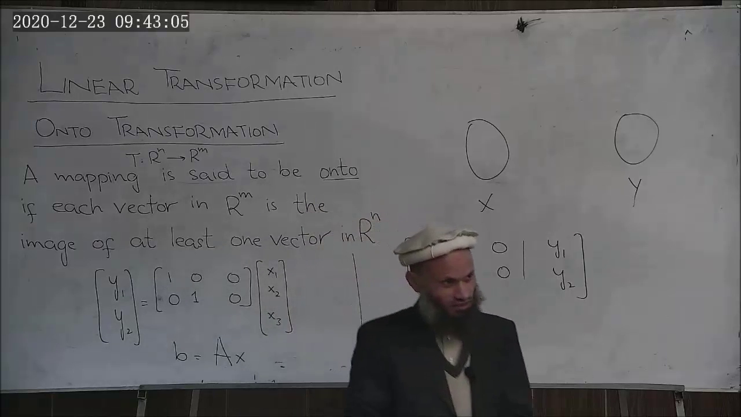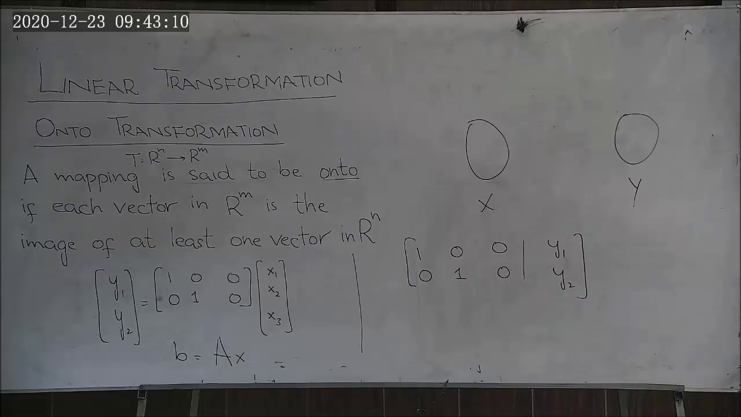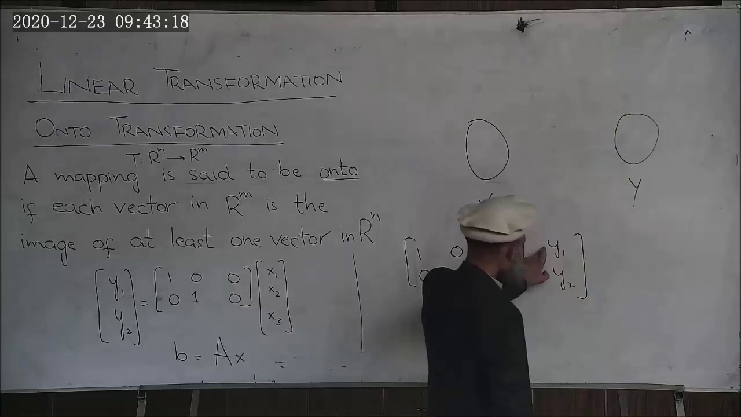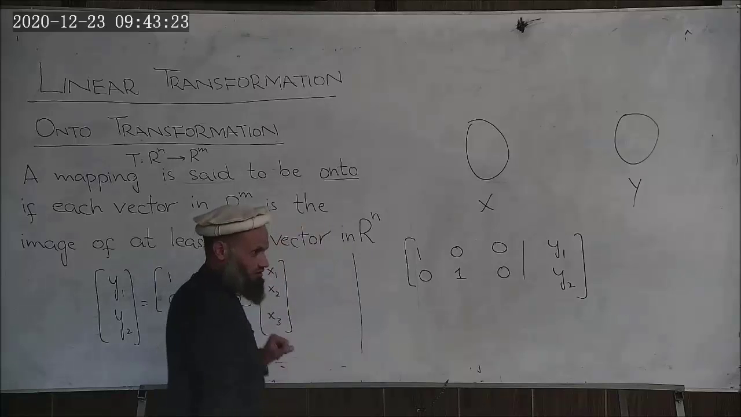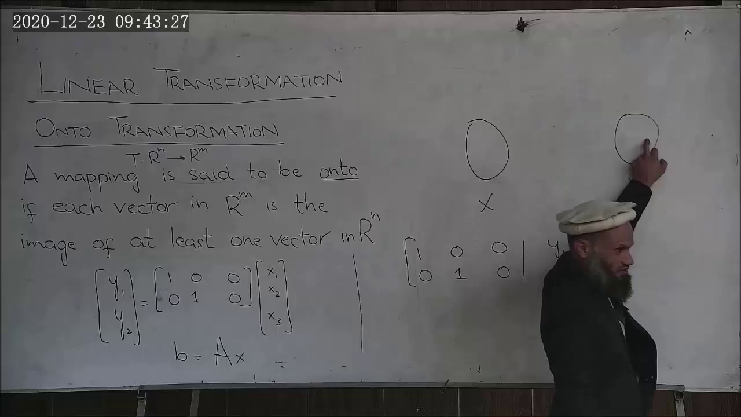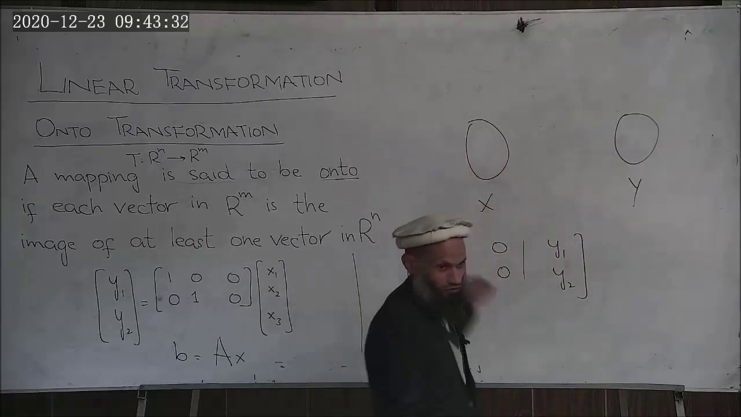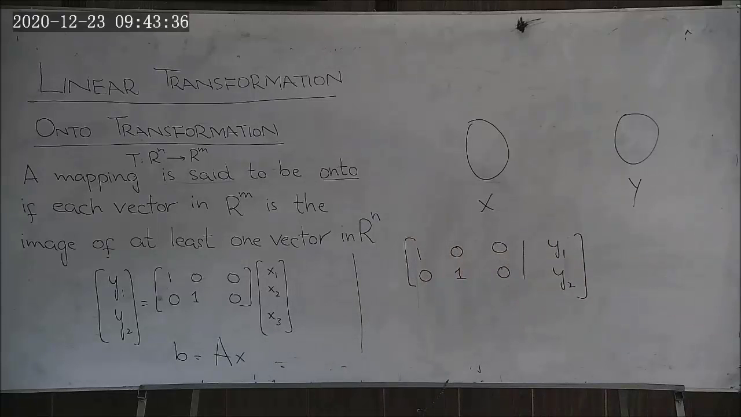So from here we can see that for any y1 and y2, any value of y1 and y2, a solution always exists. That is, for any y1 and y2, we can find this vector. That means any vector in this space is an image of a vector in this space. Therefore, this transformation is an onto transformation.